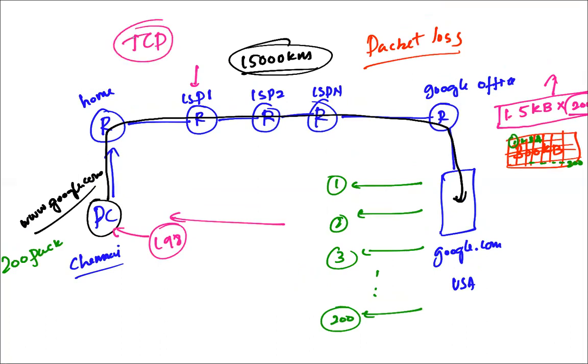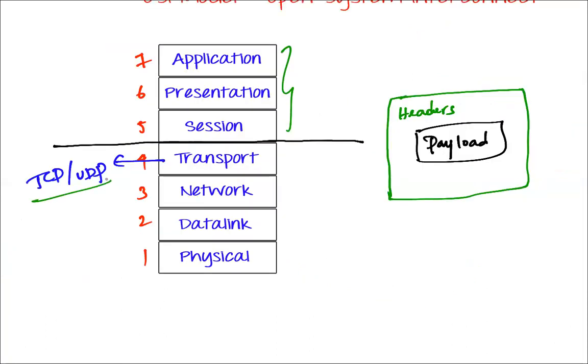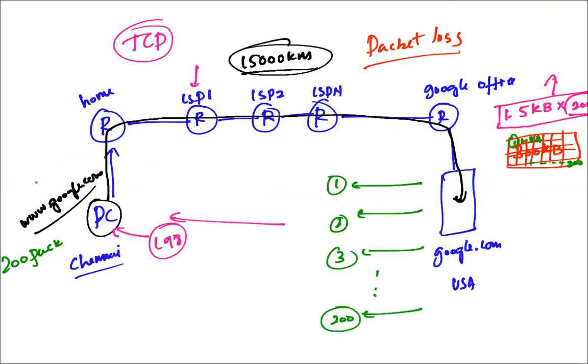I told you two protocols are there in the transport layer. One is TCP, the other one is UDP. TCP means Transmission Control Protocol. This protocol is designed in such a way that we'll talk more about TCP, maybe not in this course, because we don't have time to discuss TCP in depth in this course.